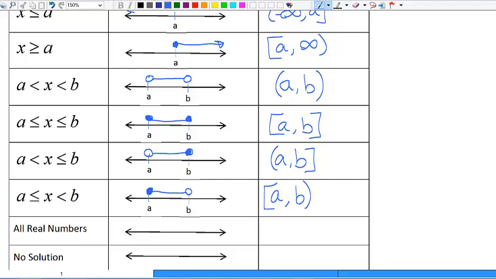Now all real numbers means it has no endpoints on the left and it has no endpoints on the right. We have values everywhere to the left and everywhere to the right. So the interval notation there would be negative infinity to positive infinity. And then for no solution, you wouldn't have any values here at all. So there is no real interval notation for that. You can just use that symbol if you would like for no solution. And again, there would be nothing plotted on the line.